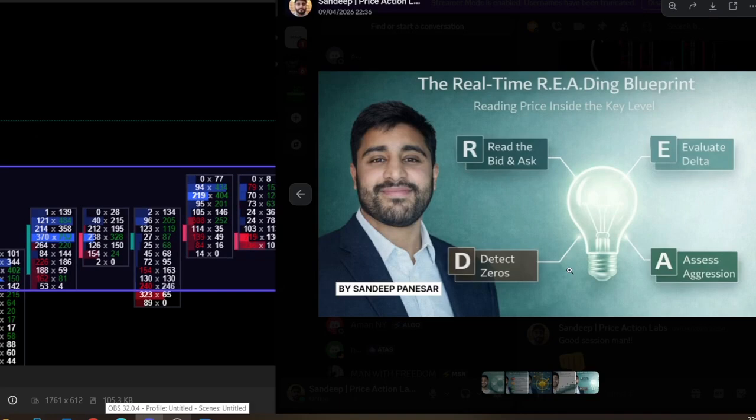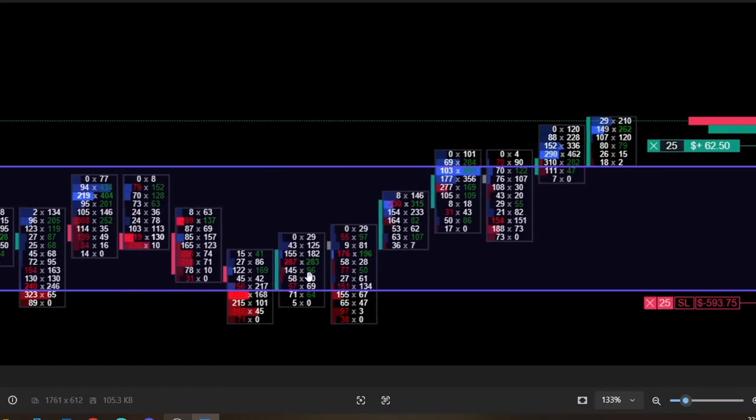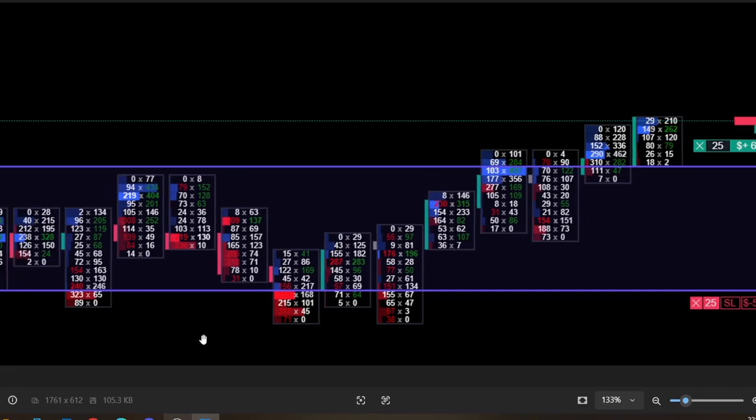But when you're talking specifically about reading footprint charts, where you need to understand the bid and ask, you then want to evaluate the delta based off what the numbers are telling you, the aggressive sellers versus aggressive buyers. You then take the delta and understand who is being more aggressive inside the level, and then you detect zeros. Typically in the opposite direction to where you're trading. So if you want to buy, you actually want to see zeros at the bottom.